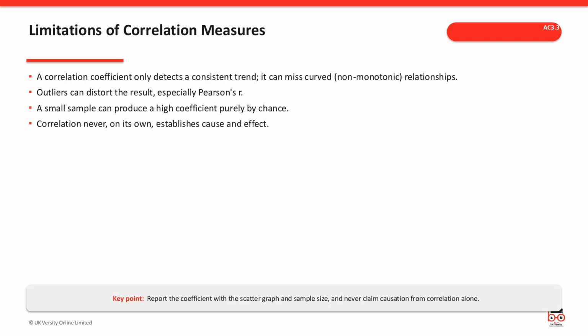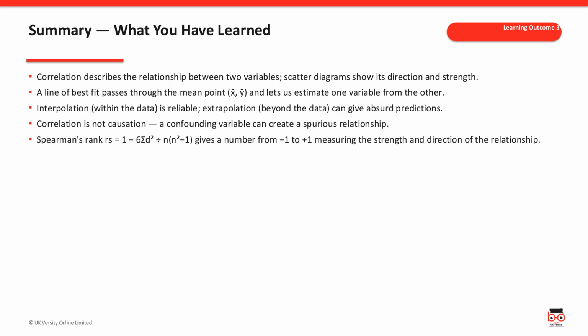A few honest limitations to bear in mind. A correlation coefficient only detects a consistent, one-directional trend, so it can miss a genuine but curved relationship. Outliers can distort the result, Pearson's R especially. A small sample can throw up a high coefficient purely by luck. And as we keep saying, correlation never establishes cause and effect on its own. The good habit is to report the coefficient alongside the scatter graph and the sample size, and never to claim causation from correlation alone. Let's draw learning outcome 3 together.